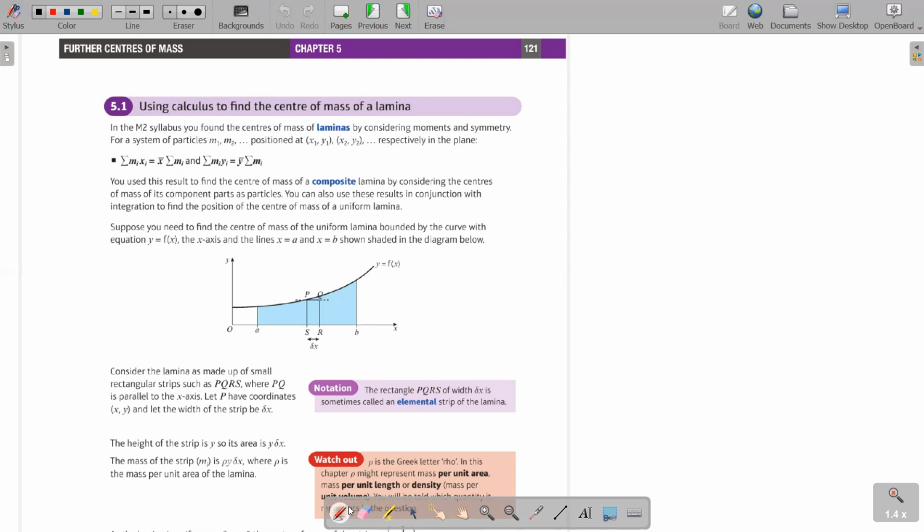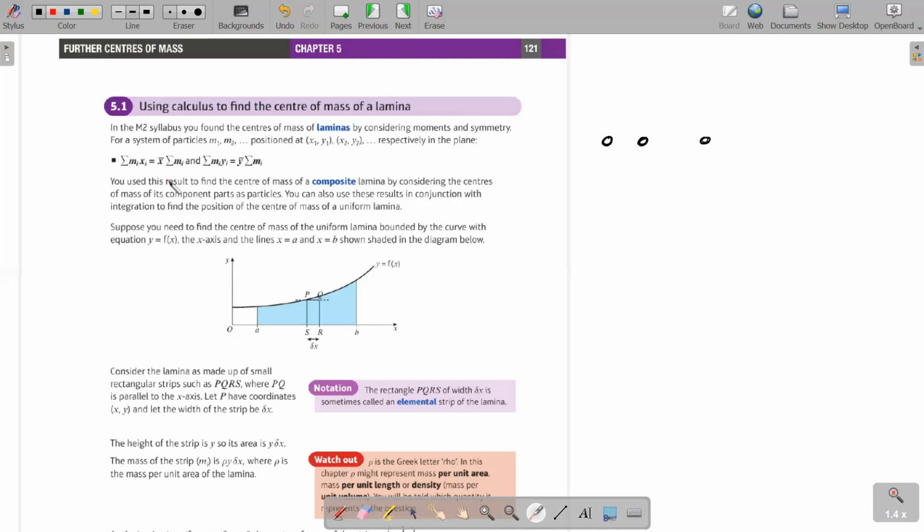Because in M2, you used to have many objects, and we took the mass of each object along with its distance from the origin and multiplied. We took the sum of the products and made it equal to x bar times the total mass. But basically in M2, all the bodies that we were dealing with were uniform and were shapes that we are familiar with, right? So you had a triangular lamina, a rectangular lamina, a circular arc. Those were some standard shapes, right?